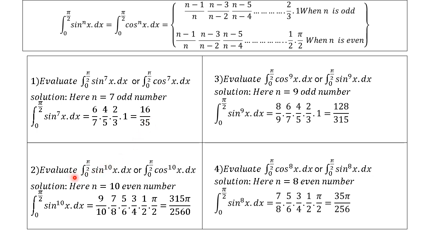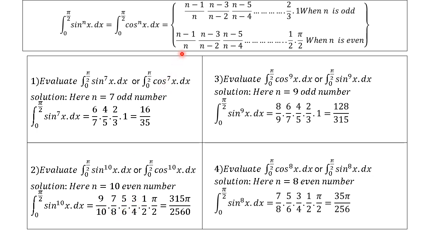Second one, evaluate integral 0 to pi by 2 sine to the power 10x dx. Here n is equal to 10. n is equal to 10 means it is an even number. An even number ends up with 1 by 2 into pi by 2. Let us see. Here 10 minus 1 is 9, 9 by 10. 2 less than 9 means 7. 2 less than 7 means 5. 2 less than 5 means 3. And 2 less than 3 means 1.